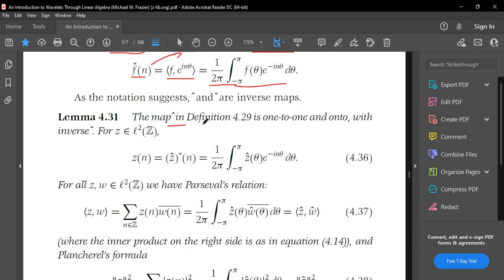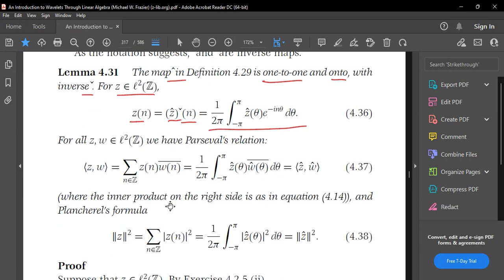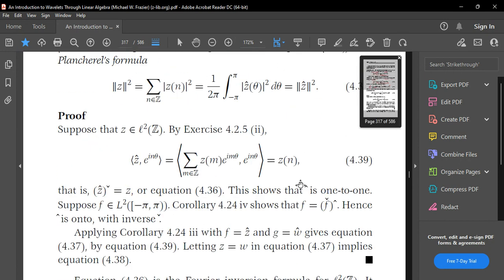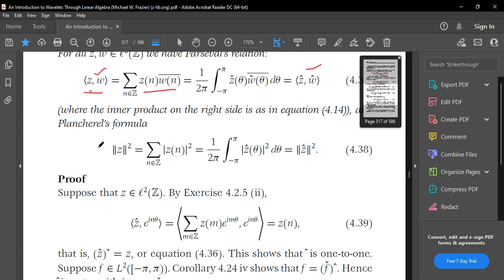For the map cap defined earlier, we have to show that it is one to one and onto, with the inverse cap defined earlier. For z belonging to L2 of Z, we have z of n is the same as z cap inverse of n, which is equal to 1 by 2 pi times this integral. And we have Parseval's relation: the inner product between z and w is equal to the inner product between z cap and w cap. And Plancherel's formula: norm z squared is equal to norm z cap squared. So z cap and z have the same norm, that is what we have to prove.